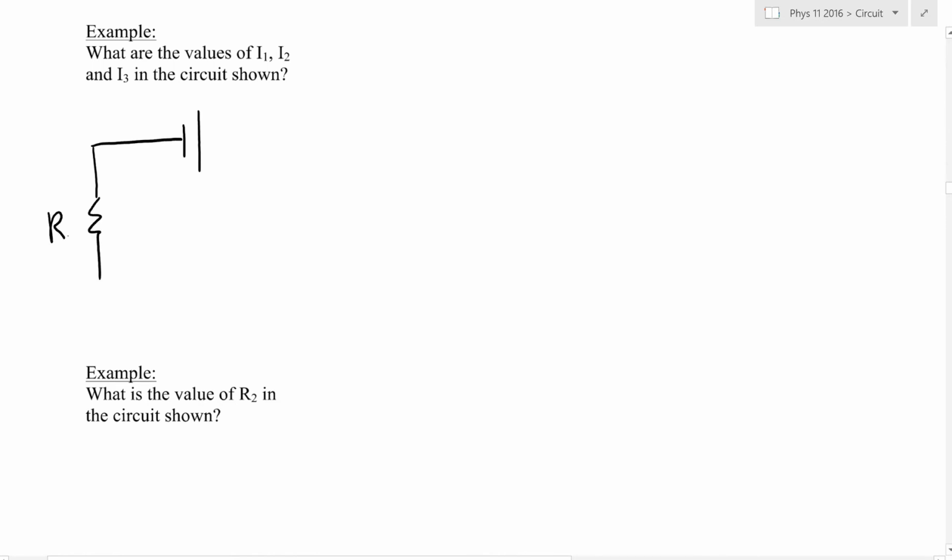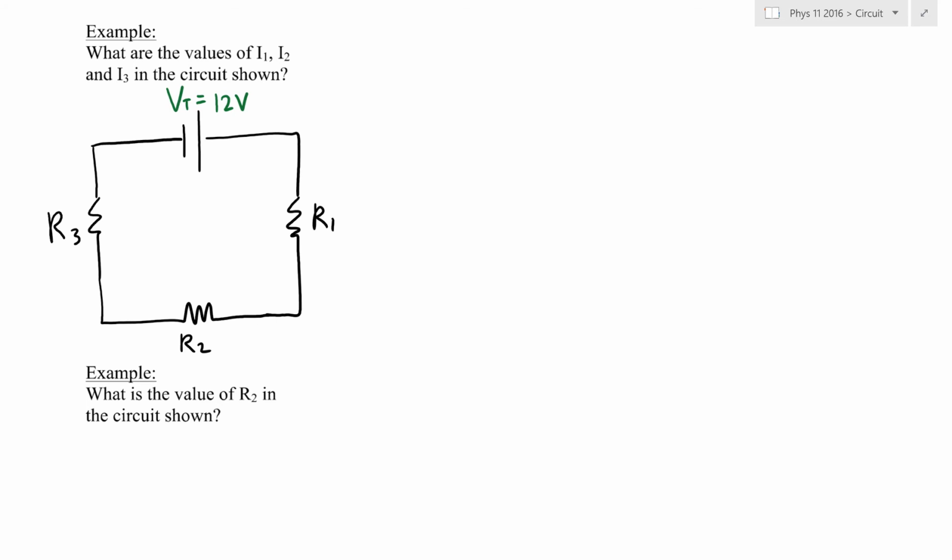This circuit is going to have three resistors: resistor 3, resistor 2 at the bottom, and resistor 1, which is on the right hand side. So 1, 2, 3, three resistors. All right, now let's give a battery a total voltage of 12 volts. So 12 volts total voltage on the battery.